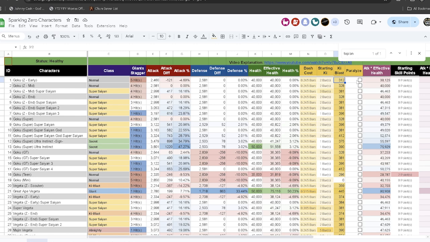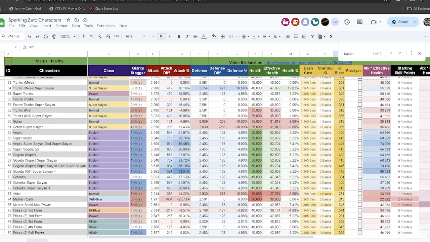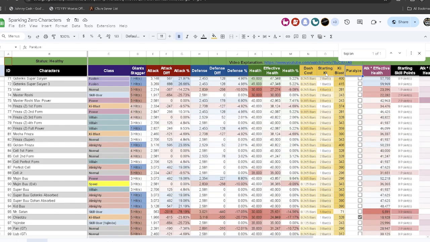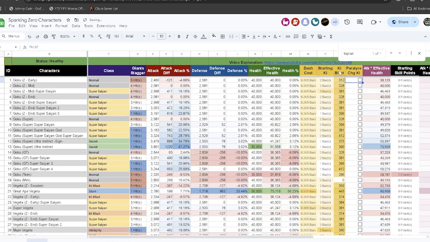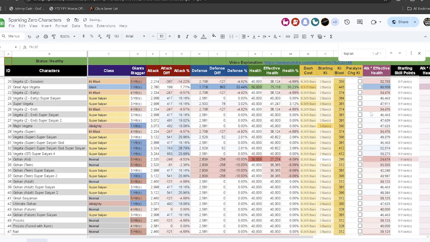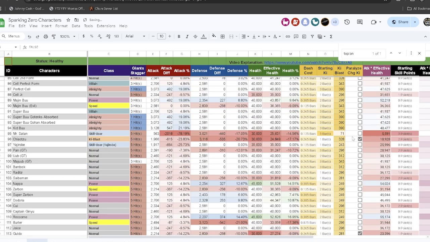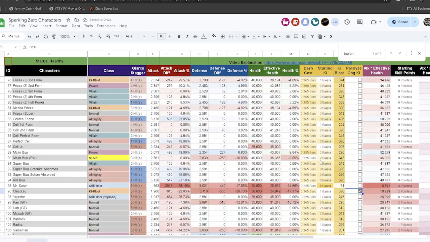The Paralyze is, so this is all the Ki Blast stuff, right? This is all Ki stuff. So this is Charge Ki Blast. Does it paralyze? Does it not paralyze? We're actually going to change this right now because that is confusing. So we're going to change this to Charge Ki. So we'll do that right there. Okay. Now, that's if they charge. So for example, this character has Charge Ki Blast. That is Chiaotzu. So yep.